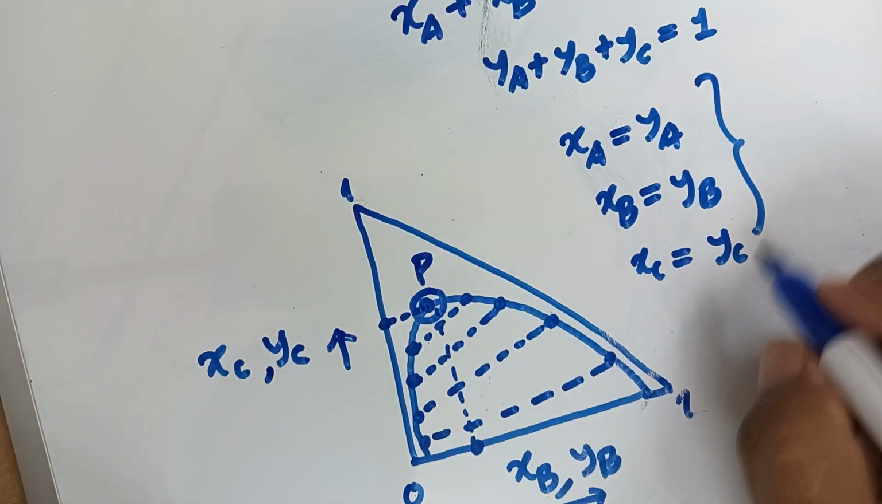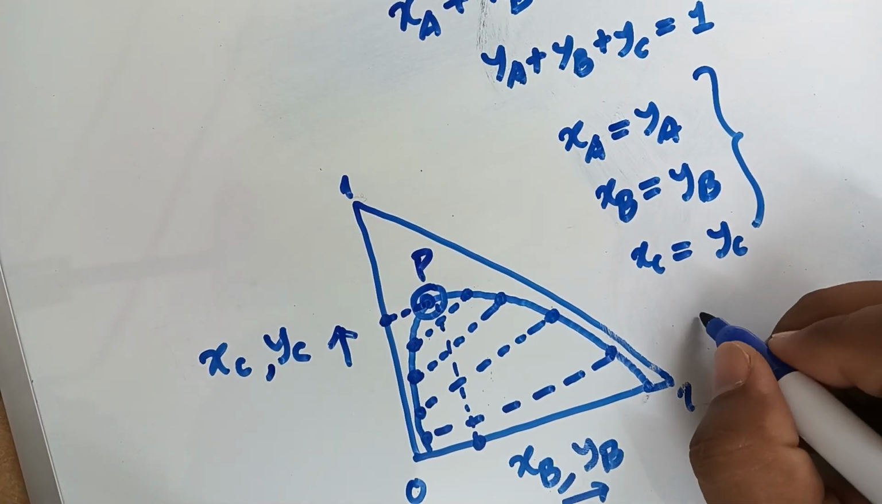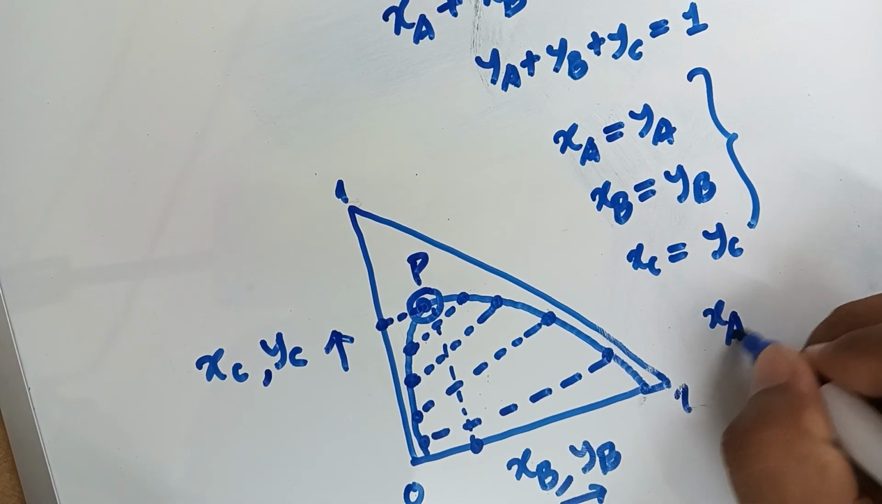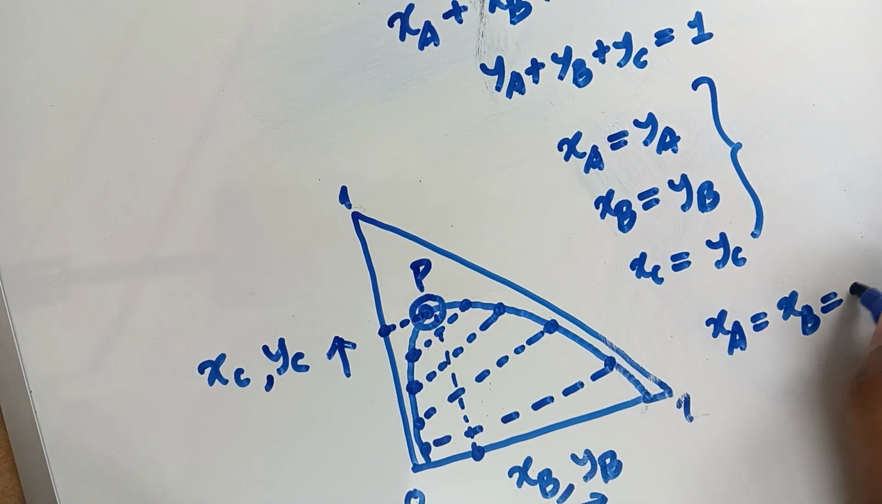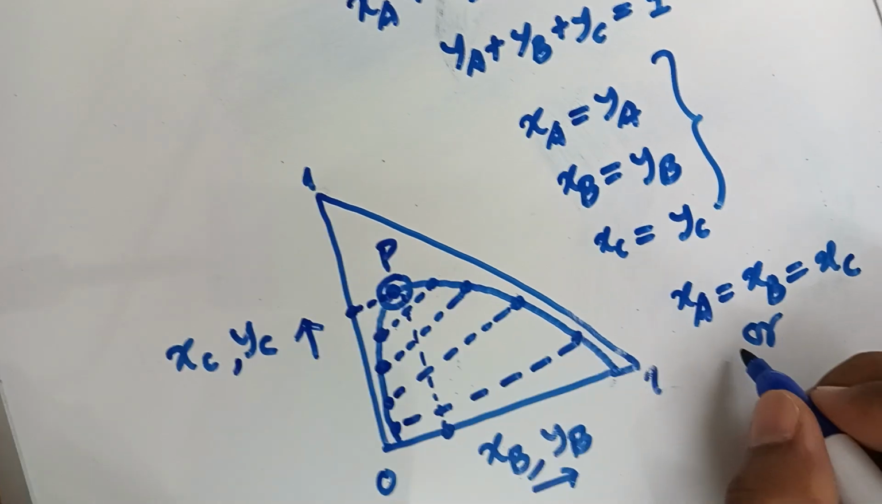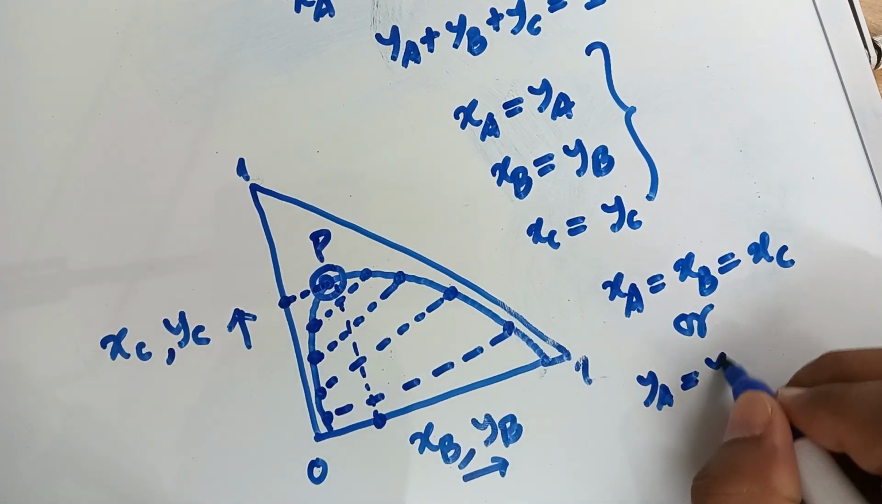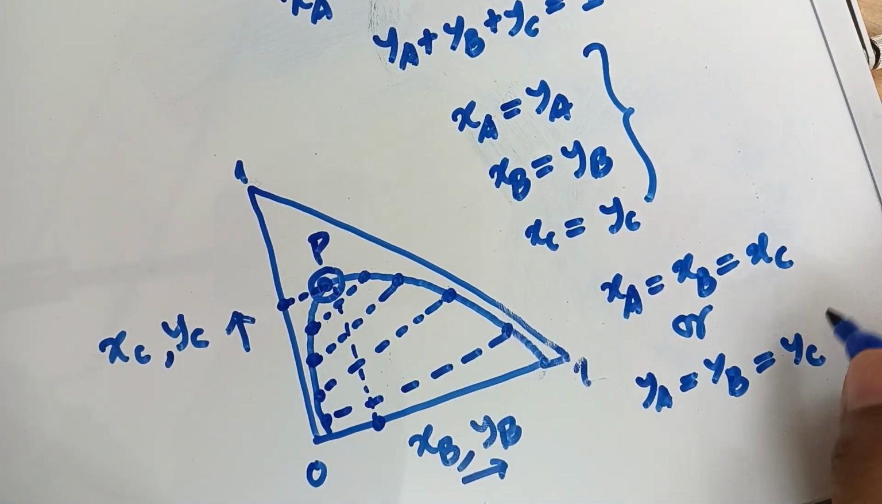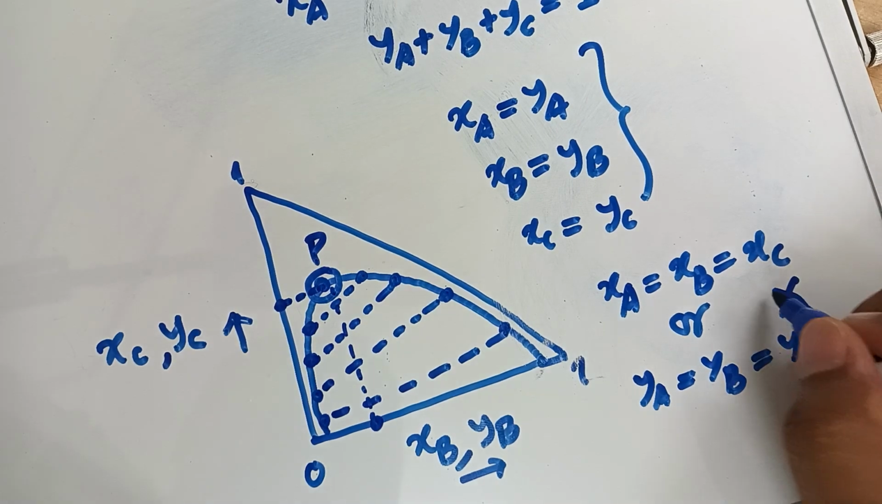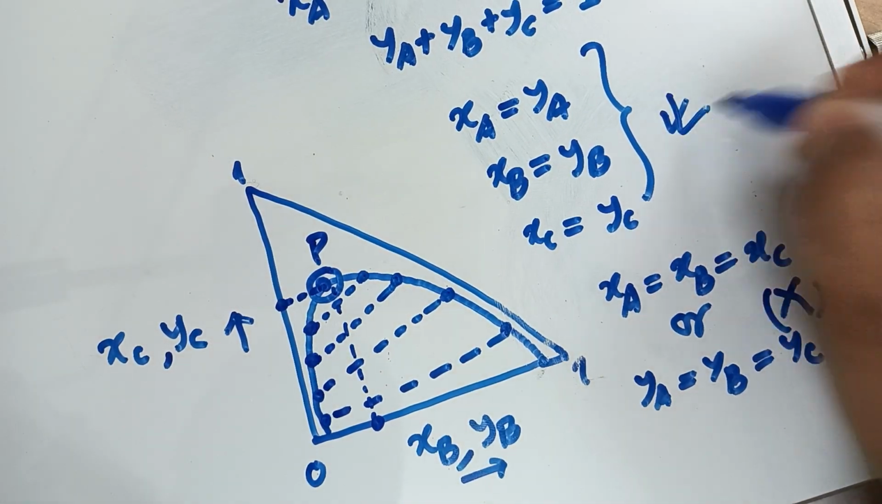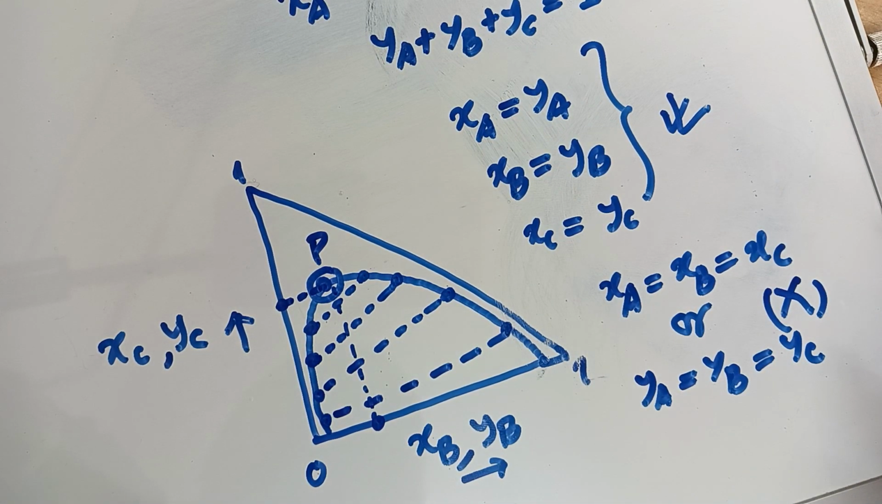However, it does not mean that XA is going to be equal to XB is going to be equal to XC, or YA is going to be equal to YB is going to be equal to YC. So this is not the case. This is the case happening at the plait point.